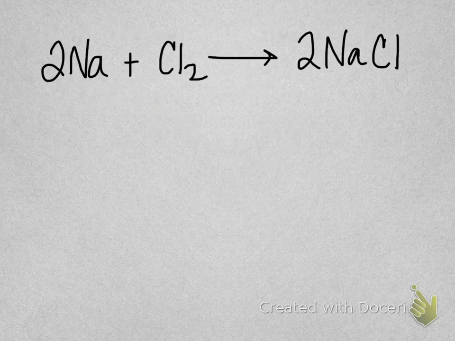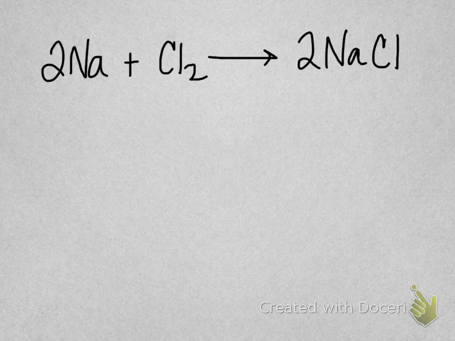Let's take a very simple example using the synthesis of sodium chloride from sodium and chlorine gas. You saw a video on this. So we've got a balanced chemical equation: 2 moles of sodium plus 1 mole of chlorine, which is diatomic, yields 2 moles of sodium chloride.